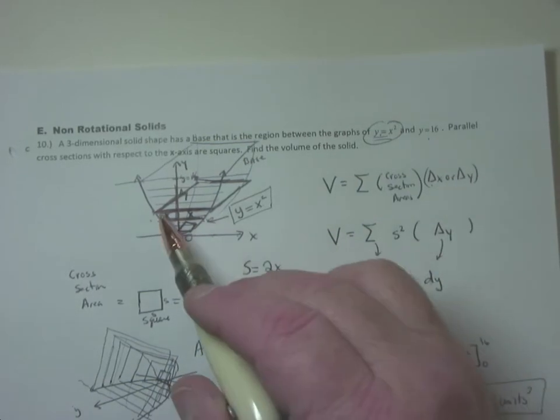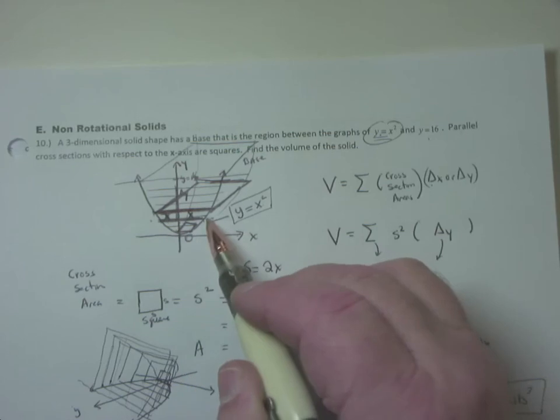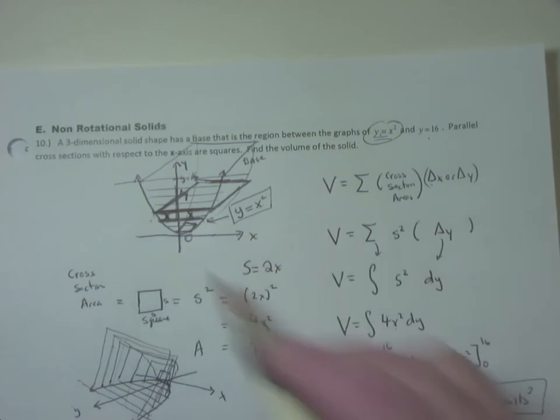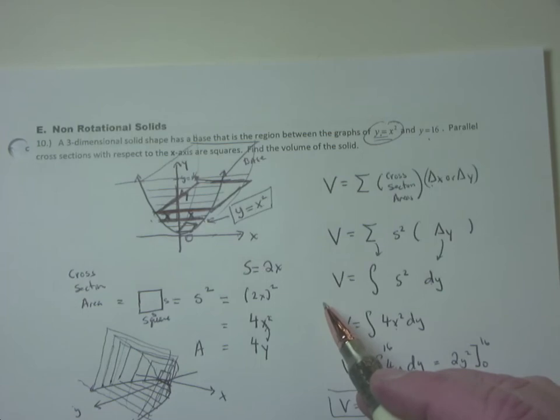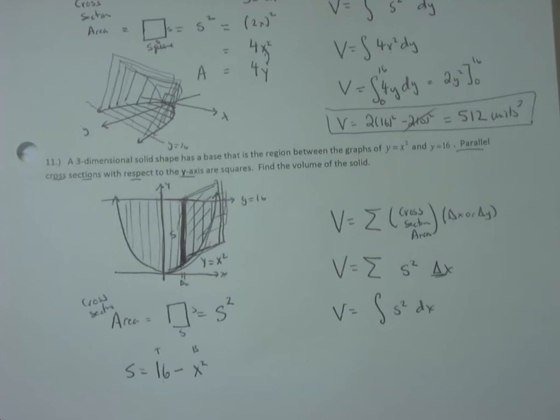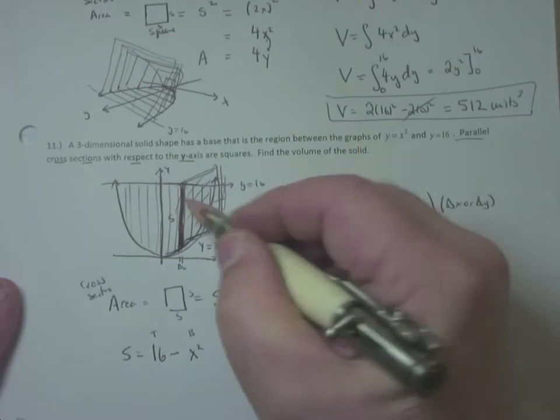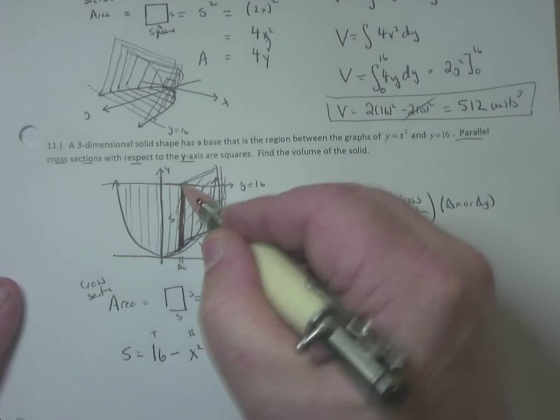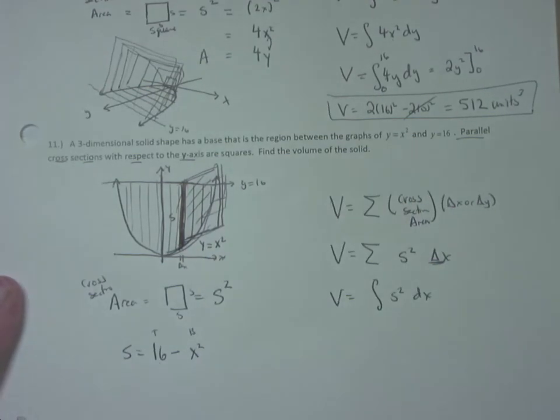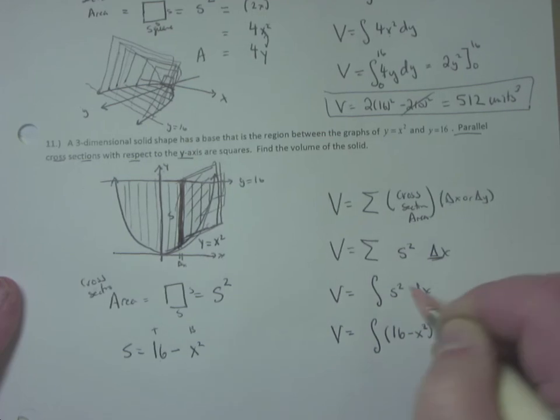Square root of y minus, this is negative square root of y on this side. Square root of y minus negative square root of y would be 2 times the square root of y, then you square and you end up getting 4y. You can do it that way as well, top minus bottom or right minus left. It's still coming back to haunt us. So this one, I have a distinct top function, 16, and a distinct bottom function, which is y equals x squared: 16 minus x squared. So volume is going to be the integral of 16 minus x squared, but it's area, so you've got to square it, dx.